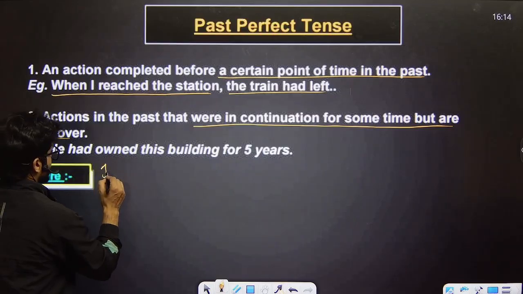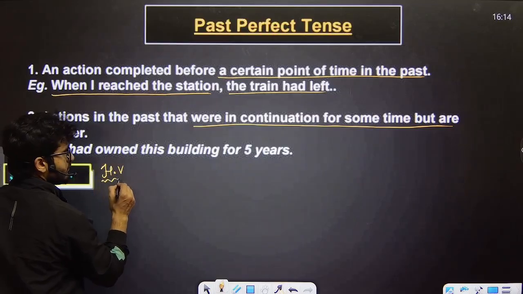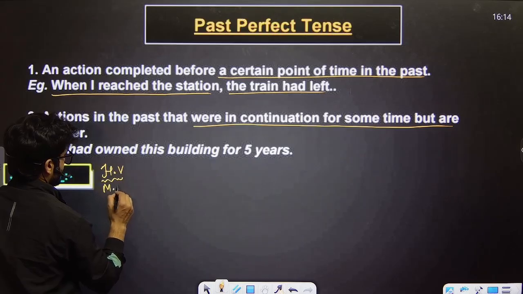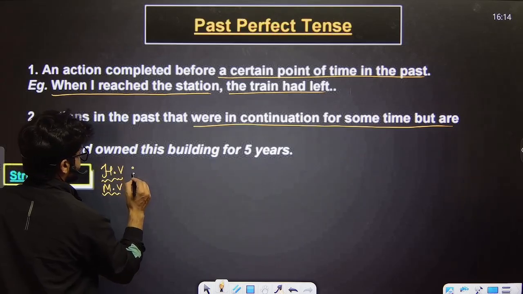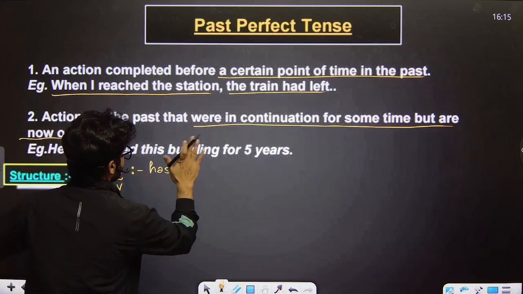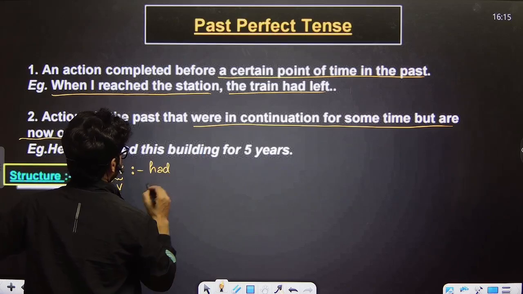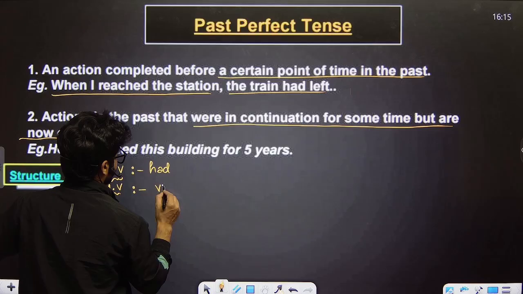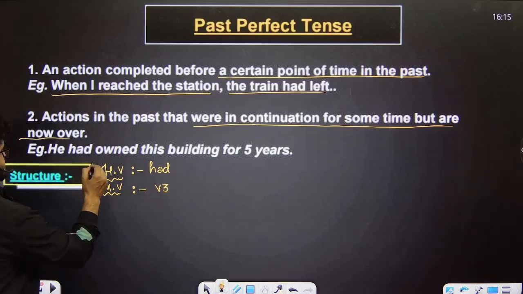Again, let's discuss the helping verb and the main verb. Since it is the perfect case, and the past, it will be had plus verb 3. Got it?